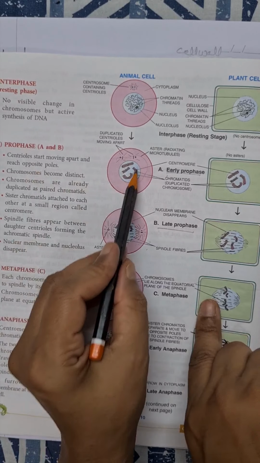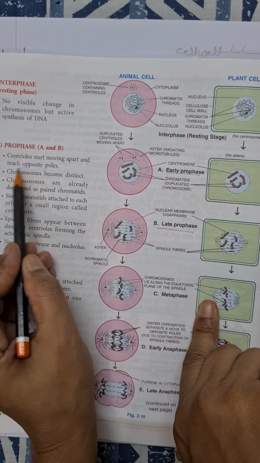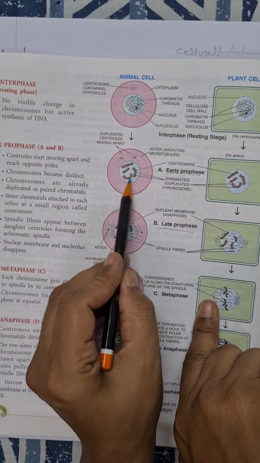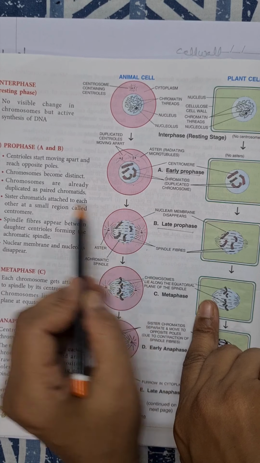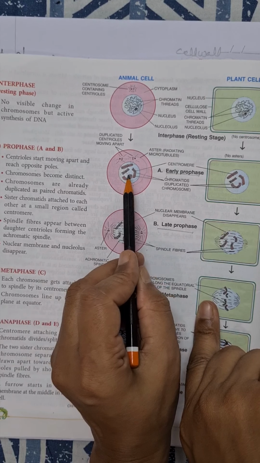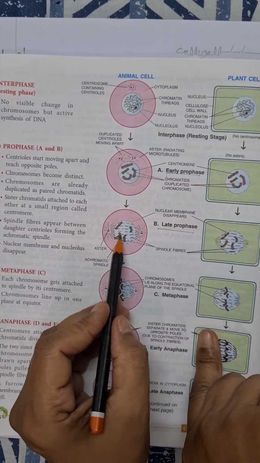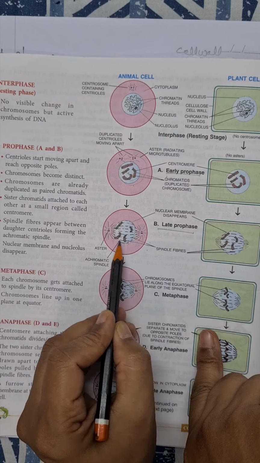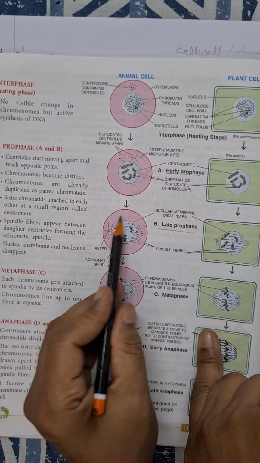Now just see the first change in the animal cell. Centrioles start moving apart from each other to reach the opposite poles. Second, chromosomes are clearly visible inside the nucleus. They are duplicated, having two sister chromatids attached to each other at the centromere. Now at the end, these chromosomes start moving towards the center. The nuclear membrane and nucleus disappear at the end of prophase.